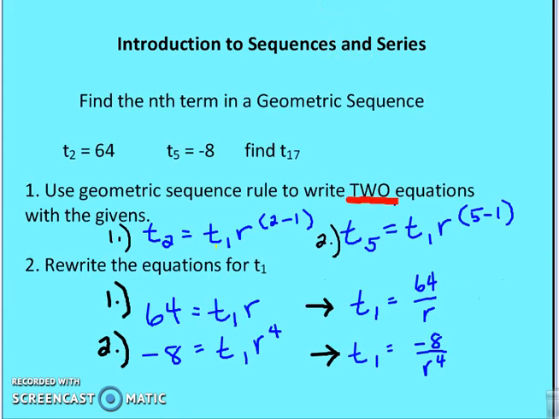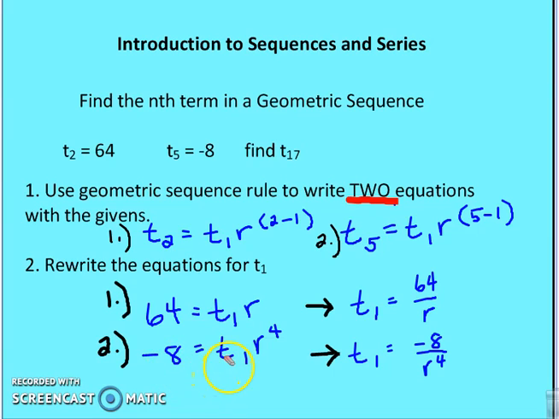Okay, so now we're going to move on to a little bit more complicated process in finding the nth term in a geometric sequence. We're going to use a geometric sequence rule to write two equations with the givens. The first is for t sub 2. T sub 2 is equal to t sub 1 times r to the 2 minus 1, because it's the second term. So t sub 2 is equal to 64. 64 is equal to t sub 1 times r to the first power. And for the second, t sub 5, which is going to be equal to negative 8 times r to the 5 minus 1, which is r to the fourth power.